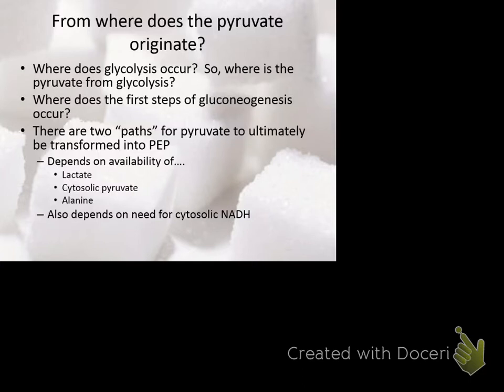Okay, so where does glycolysis occur? Cytosol. So we have glycolysis here. And so we go from glucose down to pyruvate, ultimately. And so since glycolysis occurs there, the pyruvate from glycolysis is going to be in the cytosol. And it's happy in the cytosol, it's fine, it's similar to alanine.